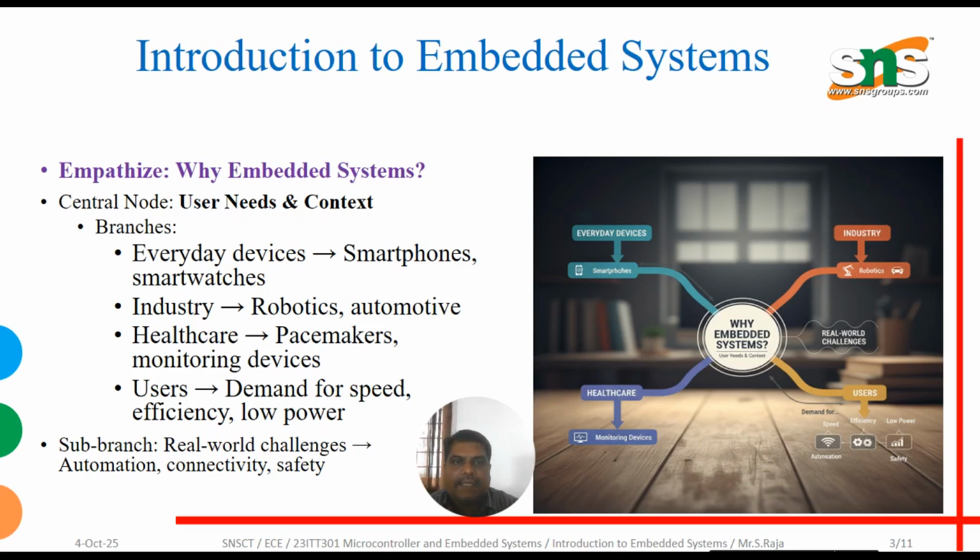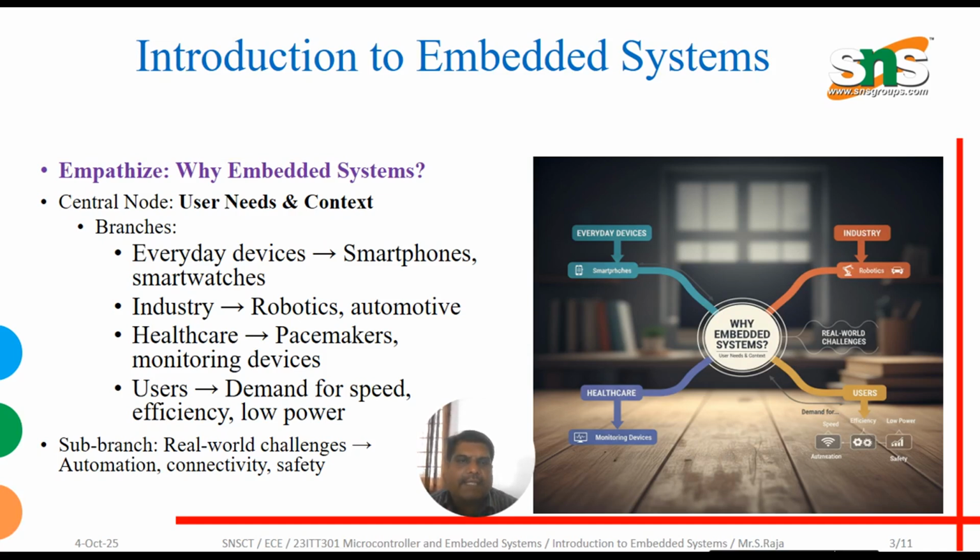Now, the first and very important phase is empathize. That is, why we need embedded systems. In everyday devices, we use smartwatches, smartphones, washing machines, microwave ovens for cooking, or sometimes a toast maker. These are all programmable. Then where does the program come in, and how do we link hardware with software? Then in industry, robotics is automatically washing the car without human intervention.